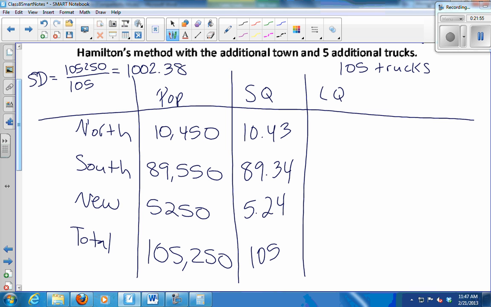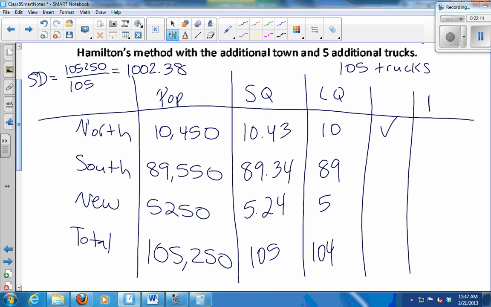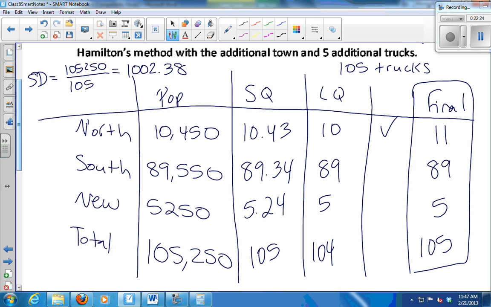My lower quotas, I round everything down, so I have 10, 89, 5, but that adds up to 104. And who gets the extra truck? Northtown with the 0.43. Okay, so my final is going to be 11, 89, 5 for 105 total trucks. So what do you think?